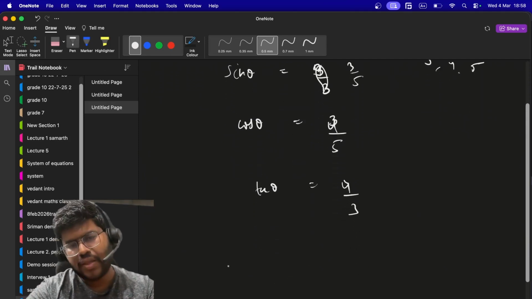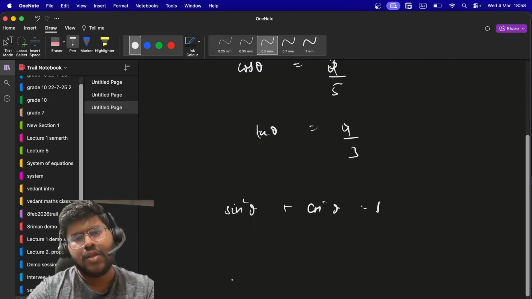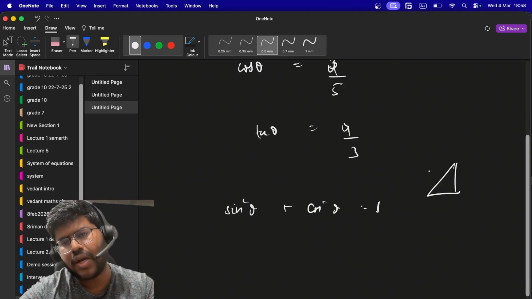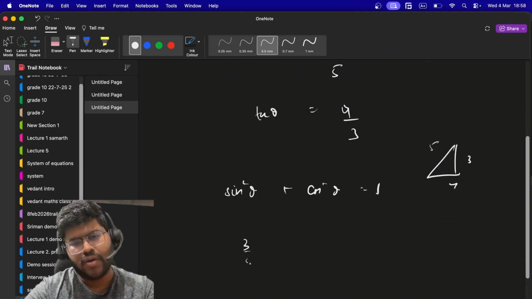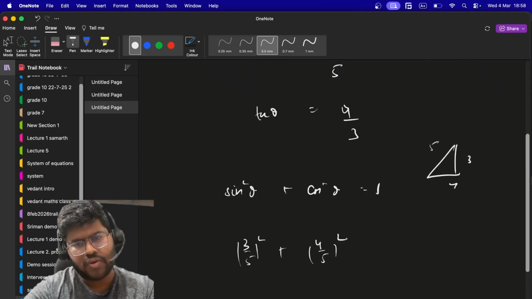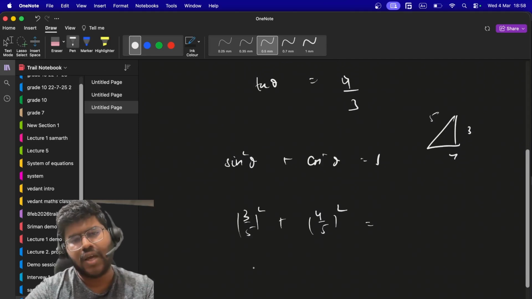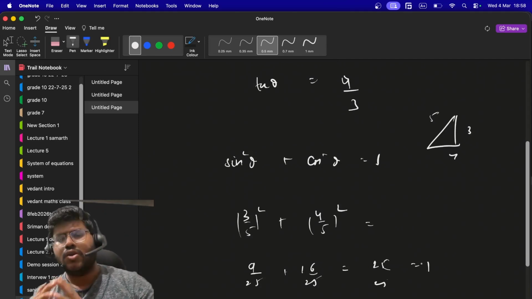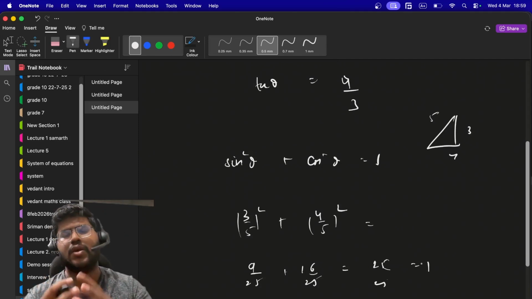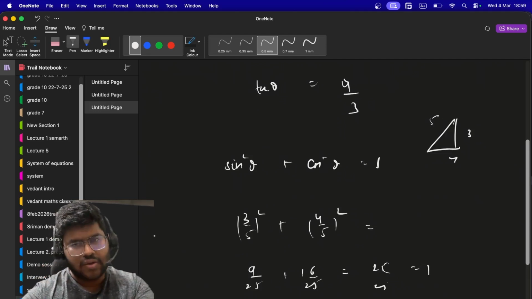Now, if we want to verify the identity that sine square theta plus cos square theta should be 1, then we can just make a right triangle like this, giving it sides 3, 4, and 5. So sine theta is 3 over 5. So I write (3 over 5) square plus cos square, which is (4 over 5) square. So this is equal to, let us check: 9 over 25 plus 16 over 25, that is equal to 25 over 25, that is always 1, right? So we can conclude that sine square theta plus cos square theta equals 1, right? So that is the first identity.